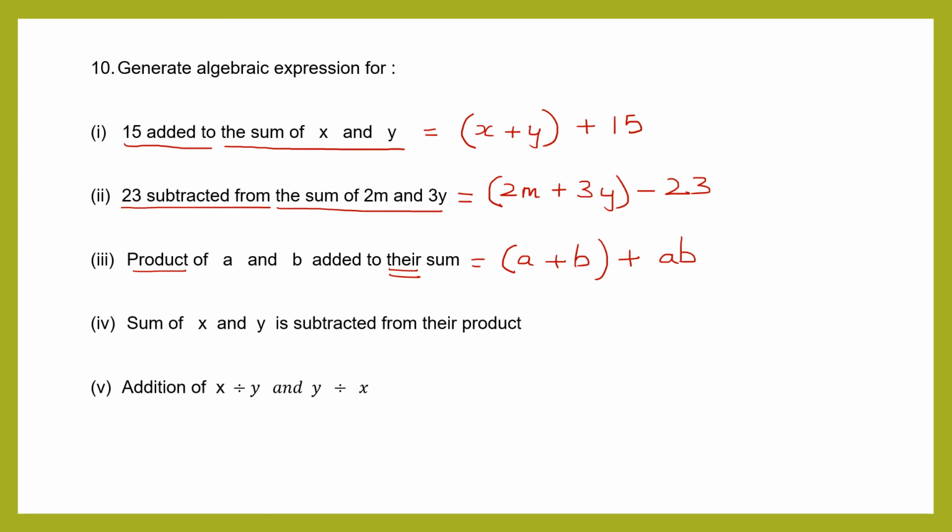Next one, the sum of x and y is subtracted from their product. So the sum of x and y should come second. What is the product of x and y? X into y is xy. From this, we're going to subtract the sum of x and y, x plus y.